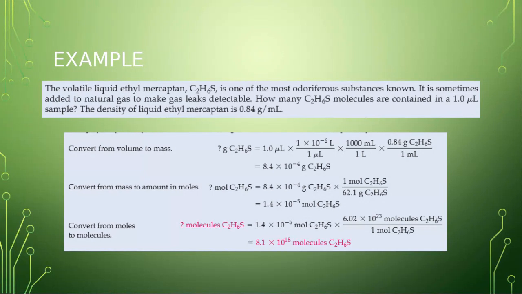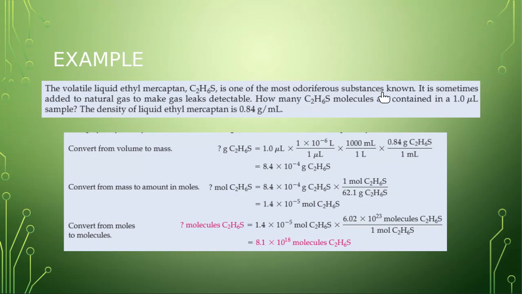For example, the volatile liquid ethyl mercaptan, and this molecule's formula is like that: 2 carbon atoms, 6 hydrogen atoms, and only 1 sulfur atom. It is one of the most odoriferous substances known because of the sulfur. Sulfur is so odoriferous, and this is so bad because, for example, the middle of the egg is yellow because of that sulfur. So this smells not good.